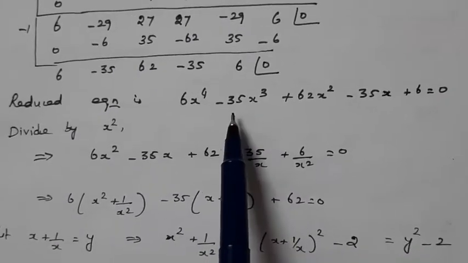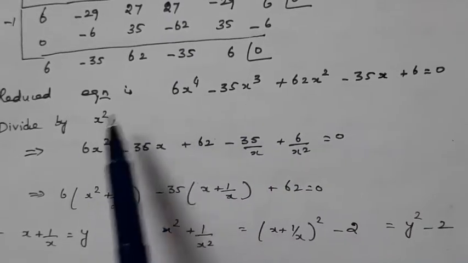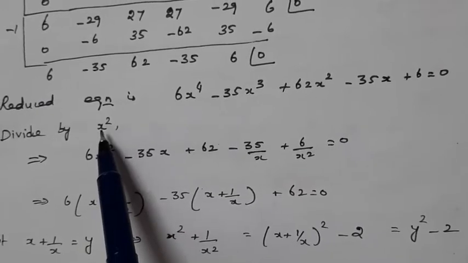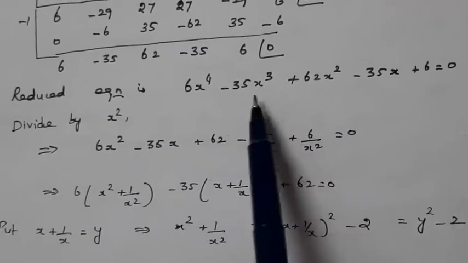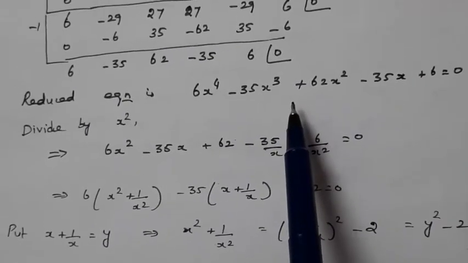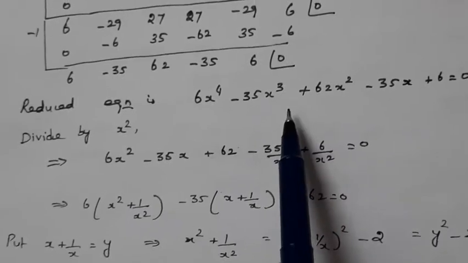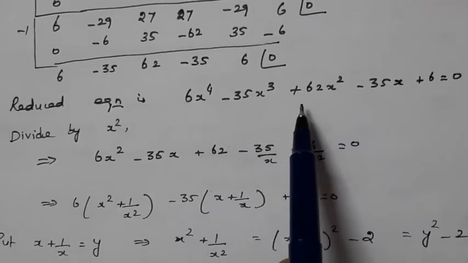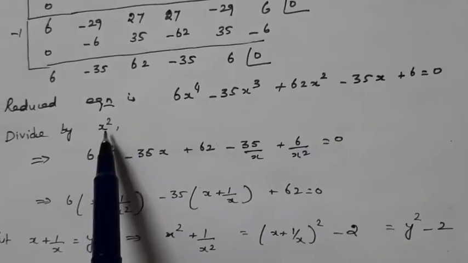See, for a reciprocal equation, 0 is not a solution. That means x will not be equal to 0. As x is a non-zero number, we can divide by x squared. When you divide by any term, you should be sure that the number is non-zero. Here for a reciprocal equation, 0 will not be a solution, so x is not equal to 0, and hence we can divide by x squared.